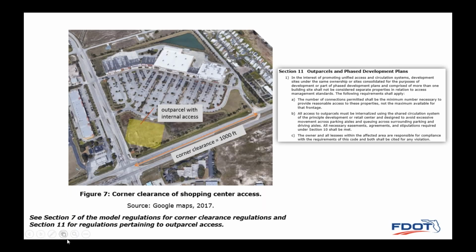And so one of the things, and you can see here with this image, but also this statement, see Section 7 for corner clearance and Section 11 for out-parcel access. The first part of the model has background and information to explain the strategies, and then you can click right on those section links to take you to the regulations that will accomplish the strategy. And here you can see Section 11 to your right on out-parcels and phased development plans. And that actually is, I think, pretty much the same as what we had in the original document.